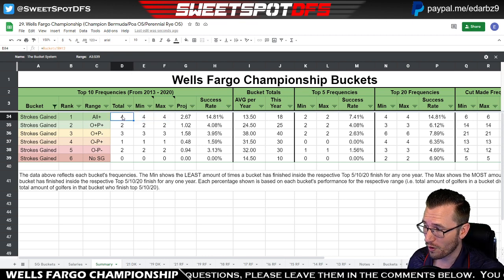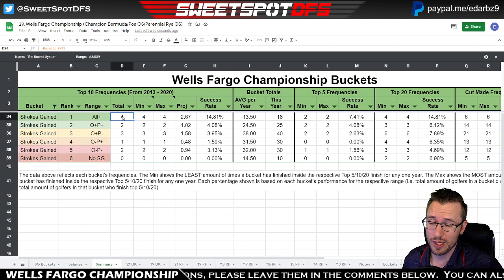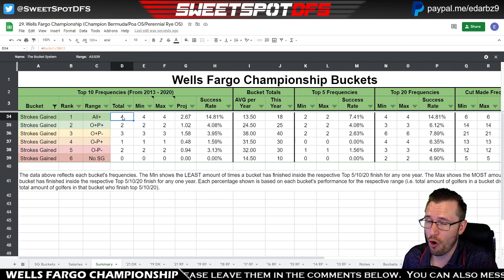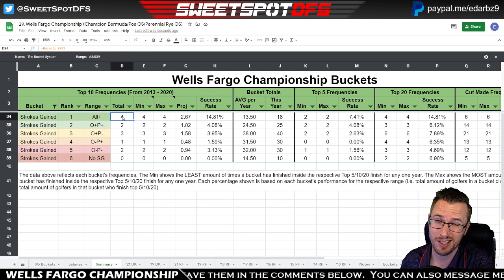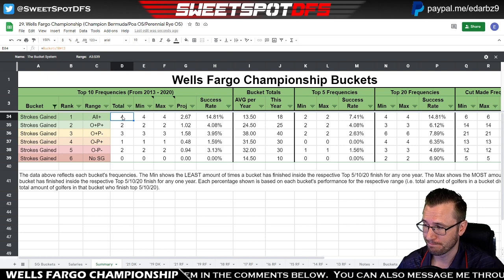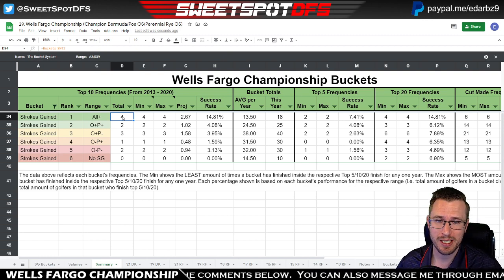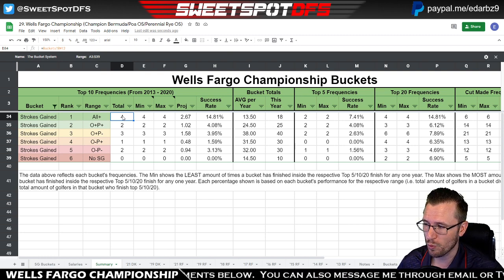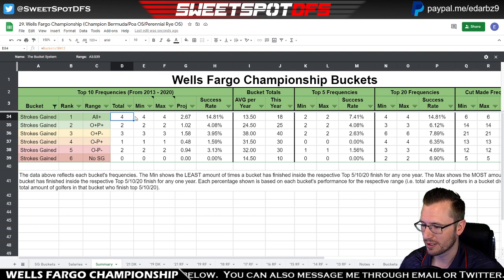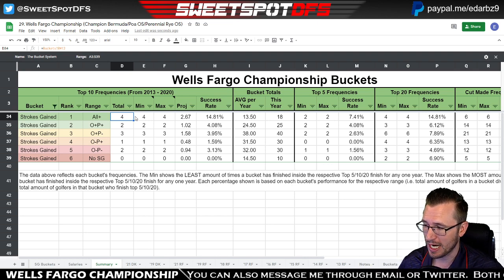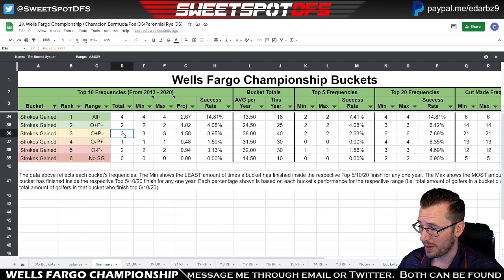But yeah, for strokes gained bucket 1s, and really your strokes gained bucket 1s, that is all strokes gained stats are positive. That obviously makes sense. There's no surprise there. We want to anchor our lineups with a lot of those golfers. And then it's followed by strokes gained bucket 3, strokes gained bucket 2.